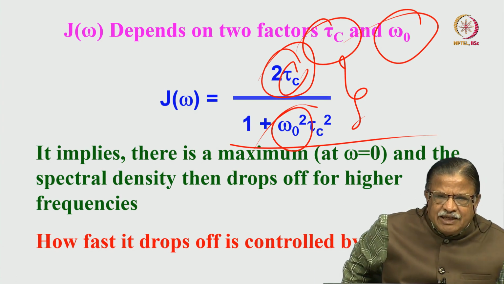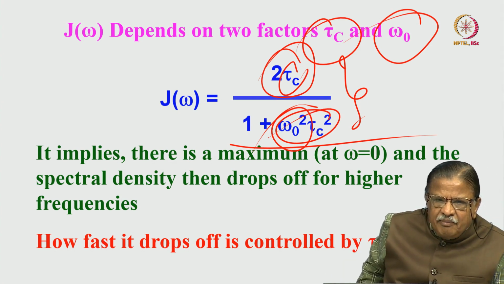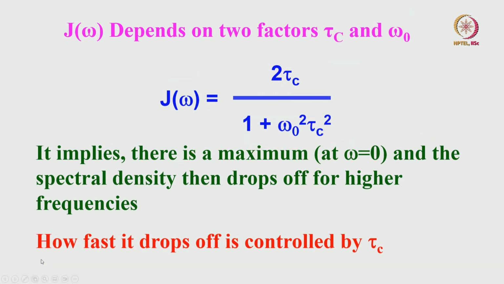And what does it mean? At omega equal to 0, then this denominator is only 1. So it implies that at omega equal to 0, the spectral density is maximum. When you put this as 0, you are going to get the maximum. That's fine. But as you keep changing omega and start going away, you have higher and higher frequencies. As a consequence, the spectral density function drops off very fast.